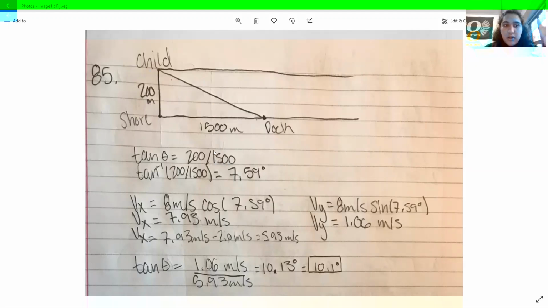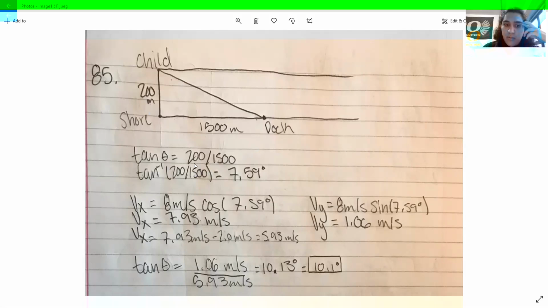So we know two bits of information to find this angle. First, we need the x and the y, in which the y is 200 meters and the x is 1,500 meters. So we're able to find this angle by taking the inverse tangent of 200 divided by 1,500, and that angle is 7.59 degrees.